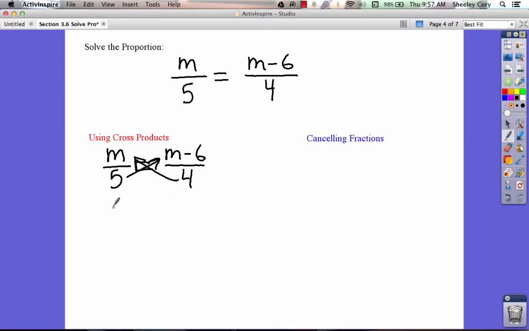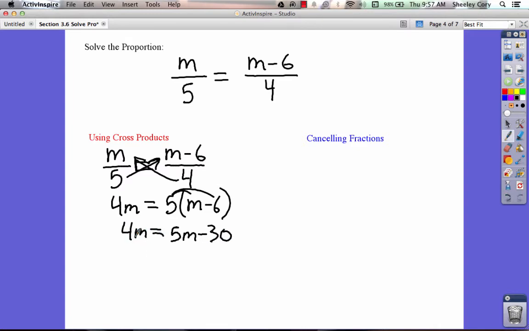4 times m is 4m equals 5 times m minus 6, which is 5. In parentheses, you'll put the m minus 6. That's the cross product method right there. Okay, we just took the 4 times the m, the 5 times the m minus 6. Now we distribute to solve. We have 5m minus 30 equals 4m.